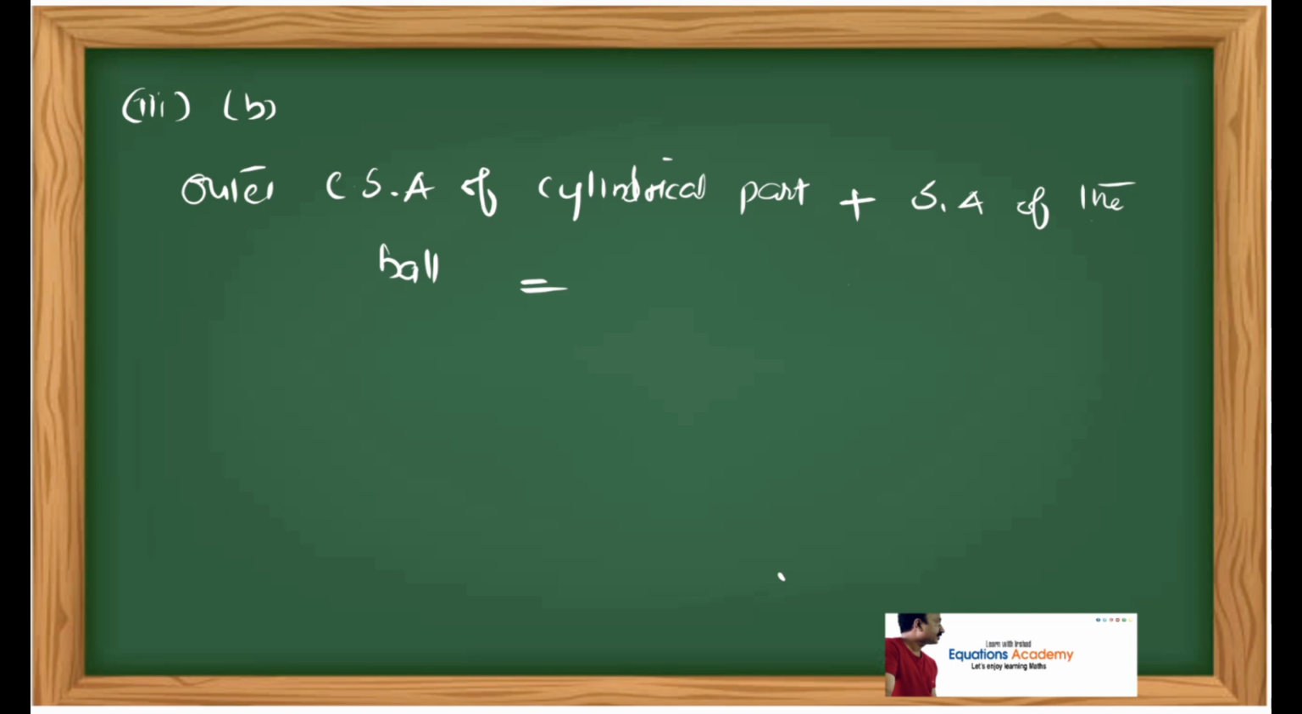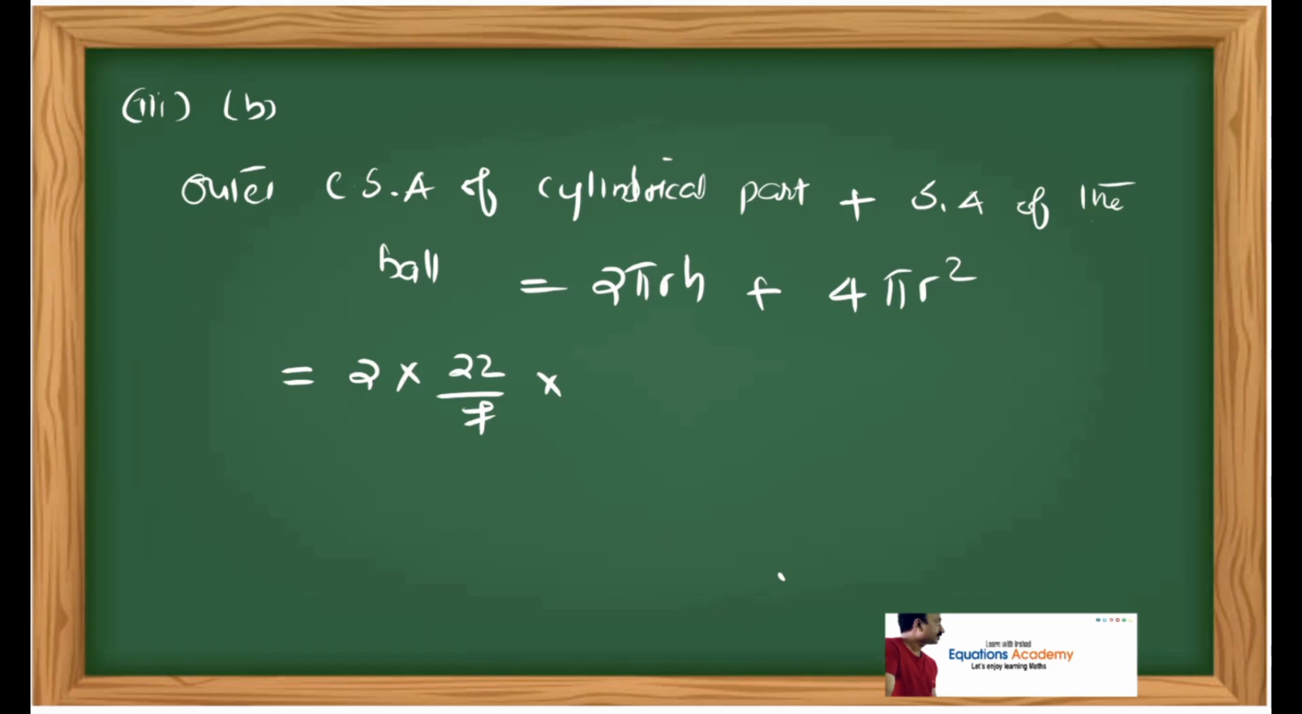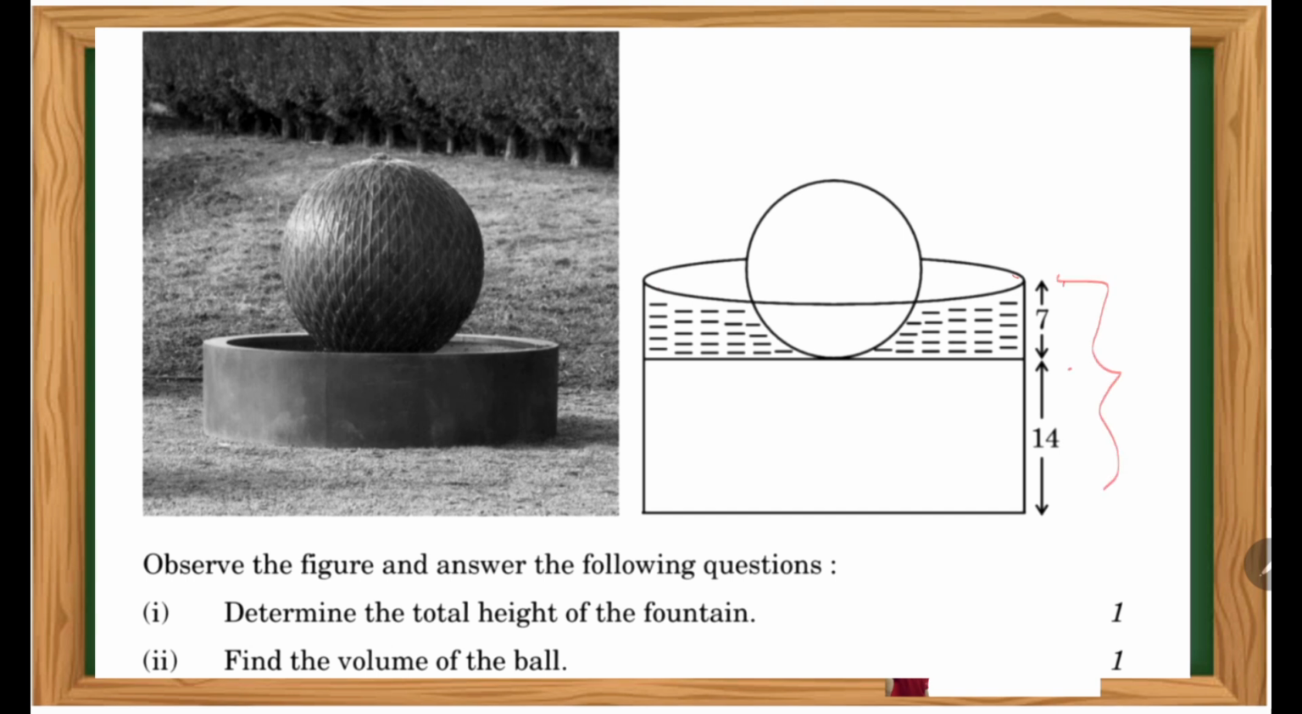Outer curved surface area of the cylindrical part plus surface area of the ball is equal to, we know curved surface area of the cylinder is 2 pi r h, plus surface area of the ball is 4 pi r square. This is equal to 2 into pi, 22 by 7, into radius of the cylinder. Outer diameter of the cylinder is 50 centimeter, so outer radius is 25 centimeter, into height of the cylinder. Height of the cylinder is the total height, that means 14 plus 7, that is 21 centimeter.